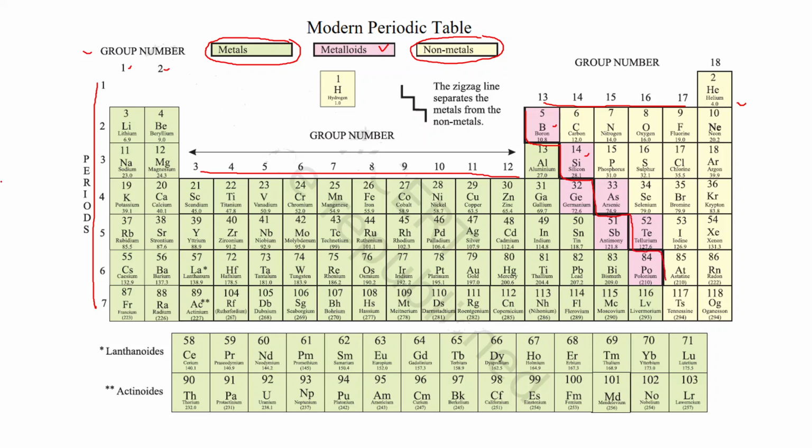Again see, this is after lanthanum. This is lanthanum, atomic number 57. There are 14 elements starting from atomic number 58 to 71. These are known as lanthanoids.